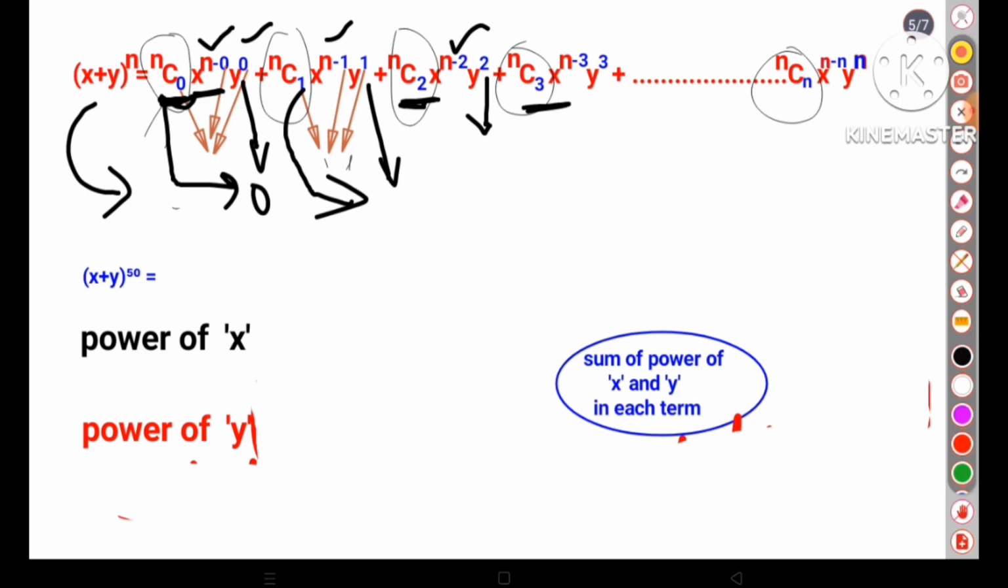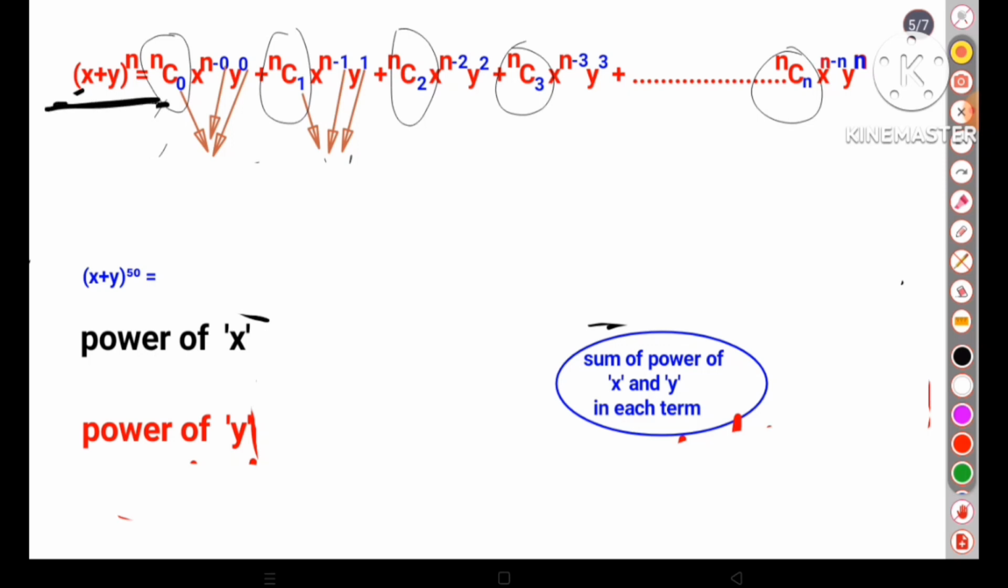Similarly, in the last term, you can see that nCn x raised to the power n minus n and y raised to the power n. This n will be subtracted from the power of x and this n will be the power of y. Using this general form of the binomial theorem, we can expand any expression.